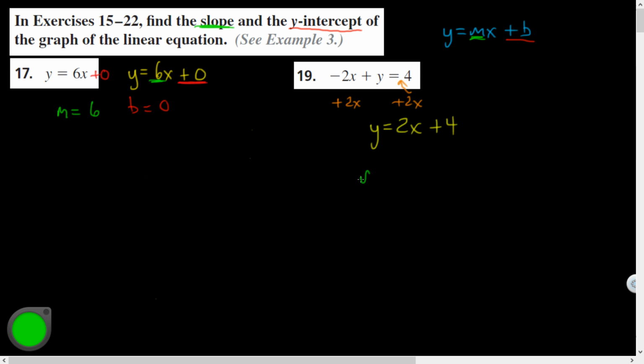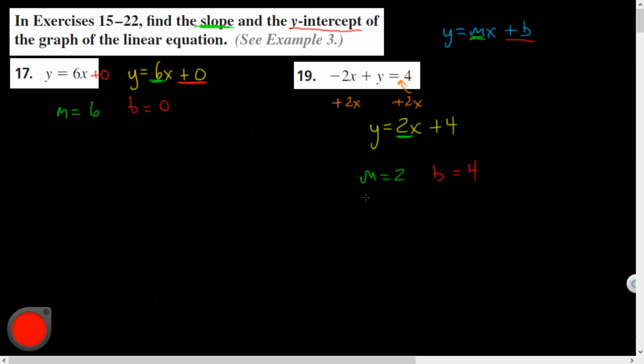Micaiah, could you guess for me what the slope is from this? Yeah, the 2. Perfect. And let's have Kayla. What do you think the b is? Yeah, the 4. And if this was a minus sign, it would have been negative 4, but just plain old 4 is what we got there. So that was the first step.